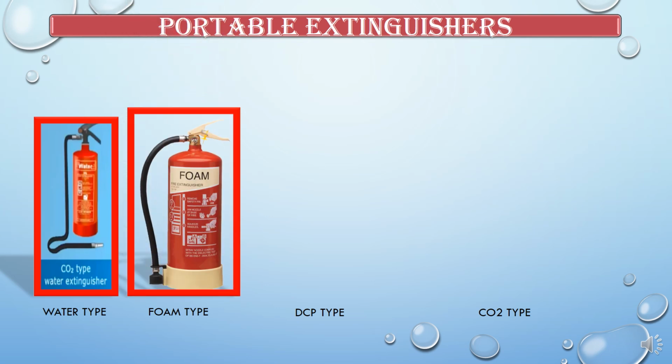Here you can see now this is the foam type. Foam type portable extinguisher is basically utilized for liquid fires, like the different types of oil fires. On deck we are using the low expansion foam, and in the engine room or pump room we are using the high expansion foam. Okay, we will see the details in the coming slides.